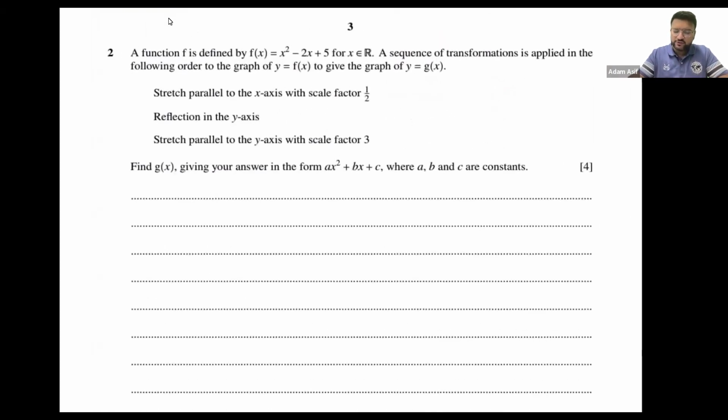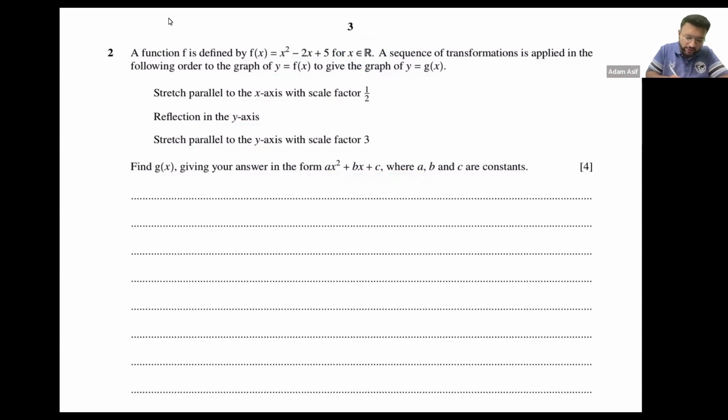Second question: a function f is defined by f of x equals x square minus 2x plus 5. The domain is for all real values. A sequence of transformations is applied in the following order to the graph y equals f of x to give the graph of g of x. The order is already given. The first is a stretch parallel to the x-axis with a scale factor of 1/2. Then reflection in the y-axis. Then a stretch parallel to the y-axis with a scale factor of 3. Find g of x, giving your answer in the form ax squared plus bx plus c.